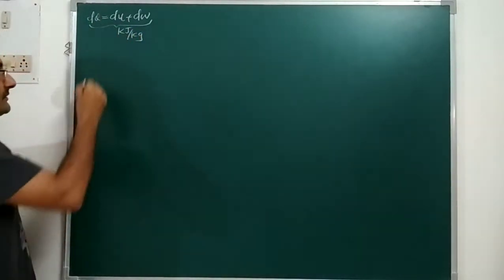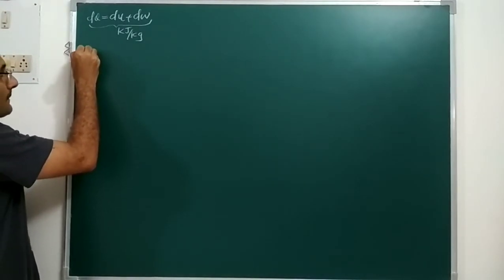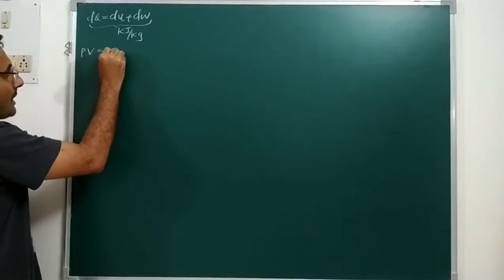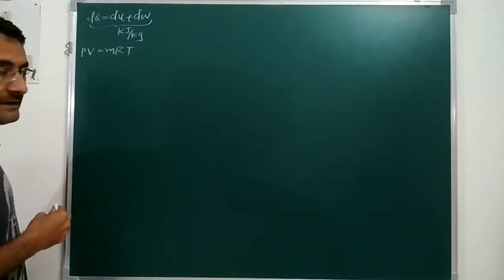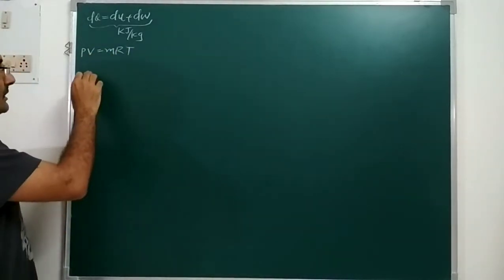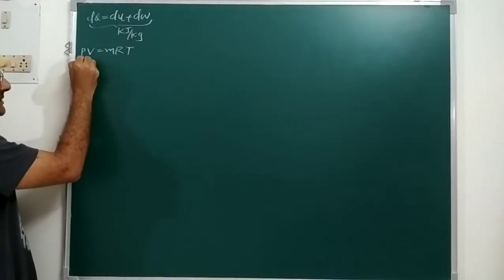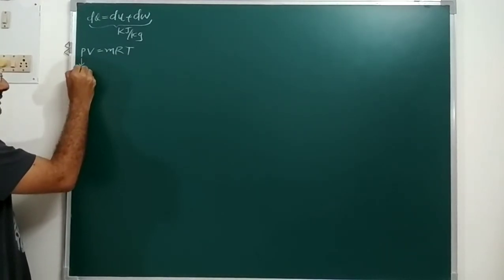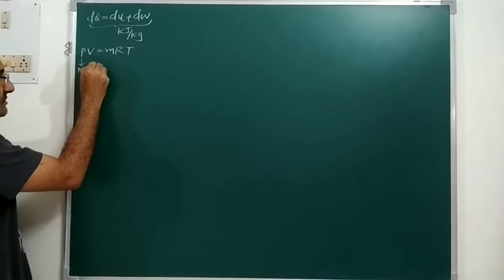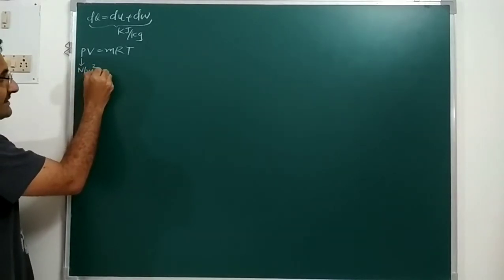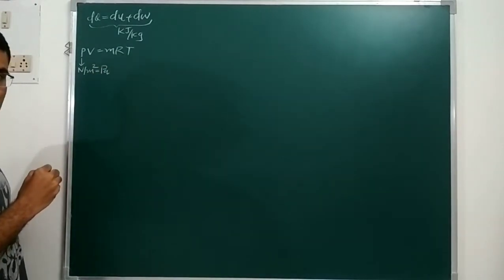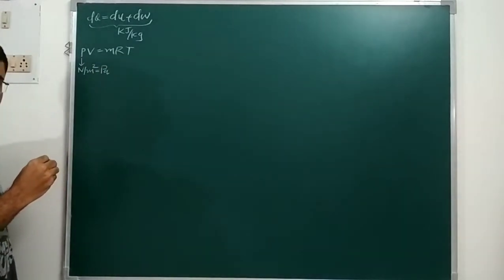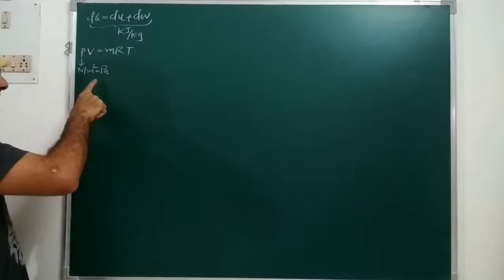Now next important equation to calculate the examples is PV equals mRT, that is your universal gas equation. That proof also we have seen in one of the videos. Now in this, pressure must always be in terms of Newton per meter square, or you can say it is equal to Pascal. That means in your numerical, if pressure is given in terms of bar, you have to convert it to Pascal.